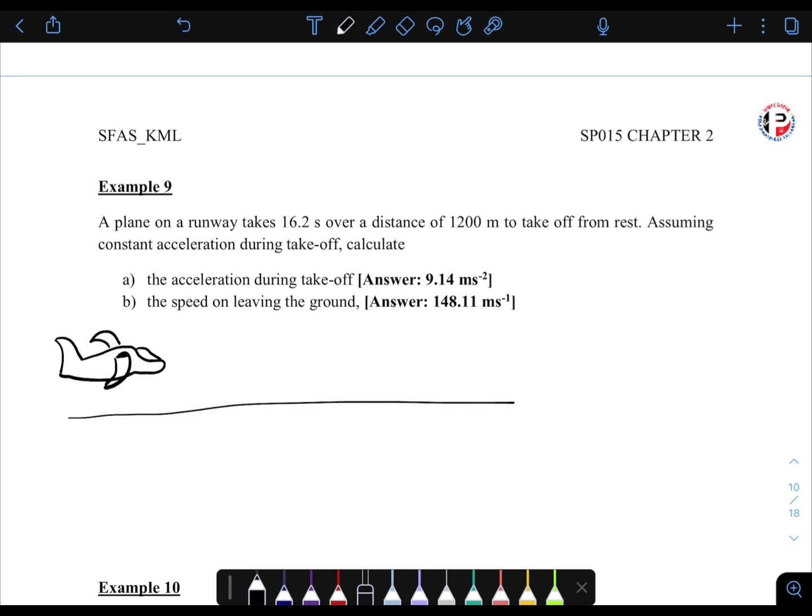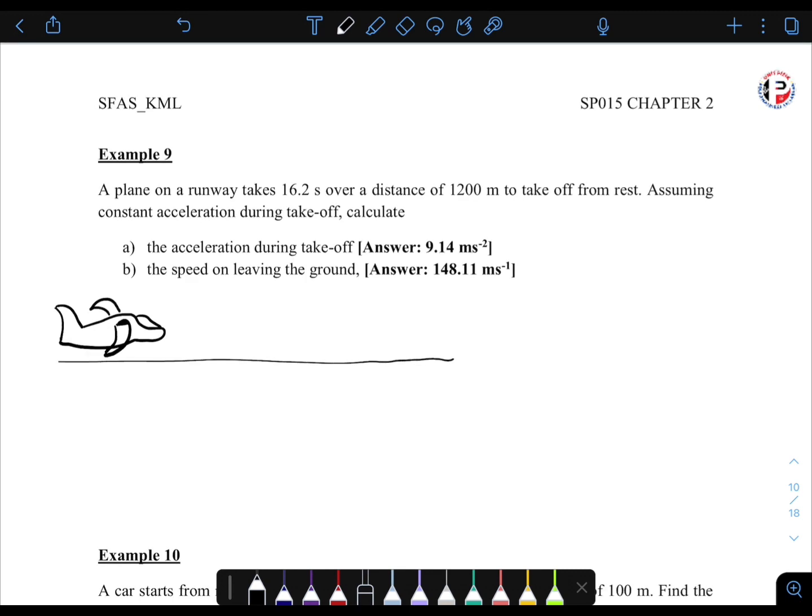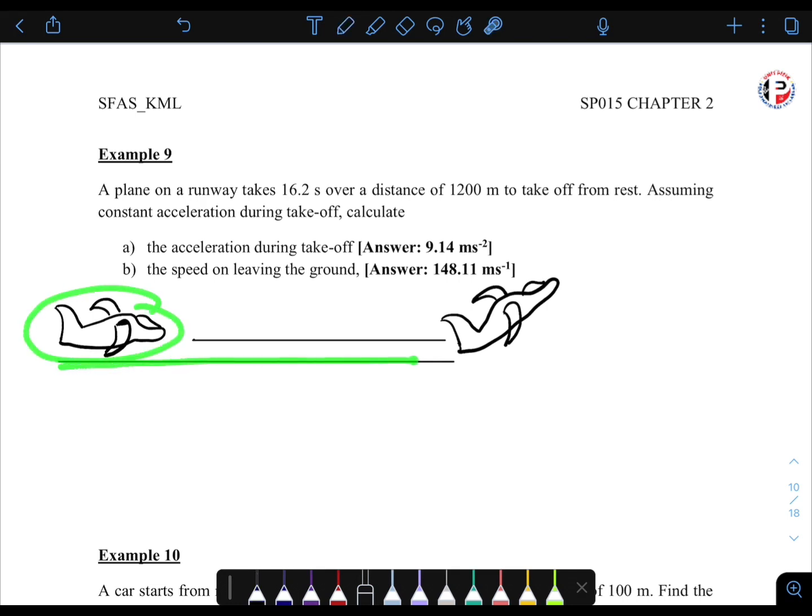Alright, so let's say this is your plane and the plane is on the runway, and we know that before the plane takes off, before it flies, it has to move along the runway and then only it can take off. So your plane has to travel across the runway before it can take off. I don't know why my plane looks like a dolphin, but this is the plane. So this is the situation in the question.